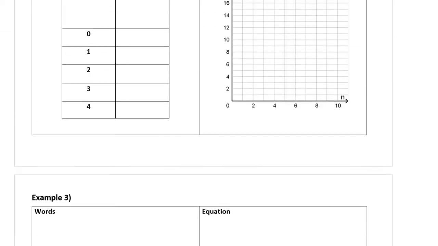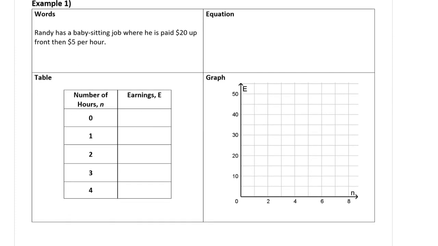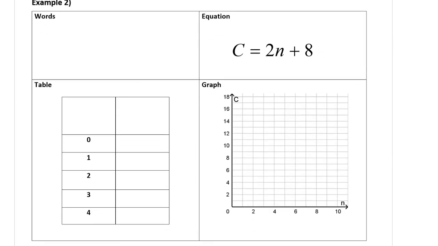Let me scroll up here and take a look. Here's our practice, and there's going to be 4 examples, and each one gives you something different to start, and you have to come up with the other 3. So take a look. This one starts with words, and you have to come up with the equation, the table, and the graph, right? And probably the first one you come up with is going to be the hardest, and then from there it'll be easier to come up with the other ones. So example 1 starts with words. Example 2 starts with the equation.